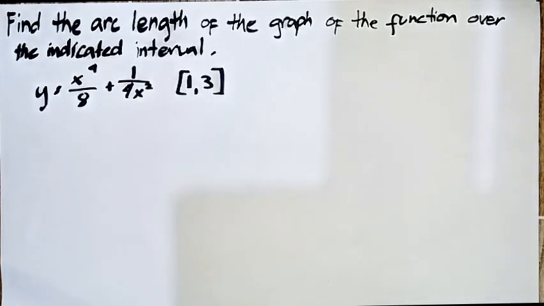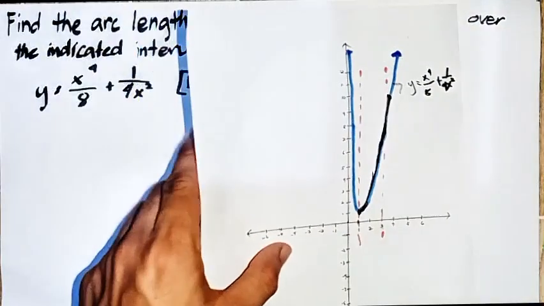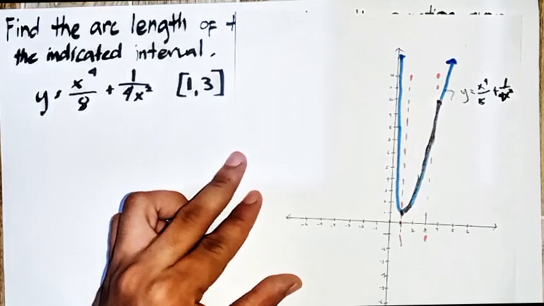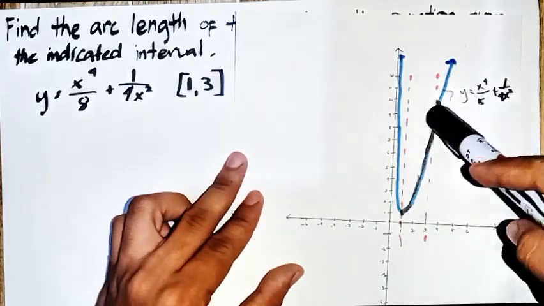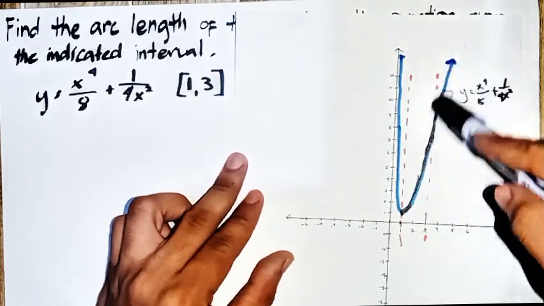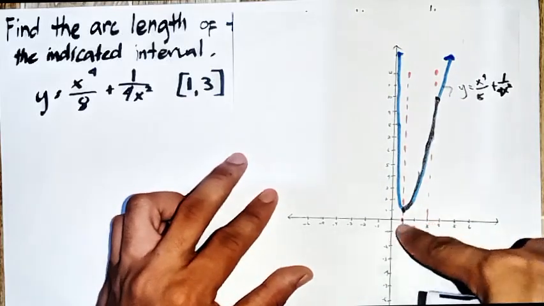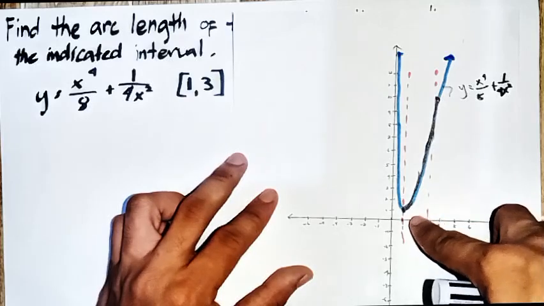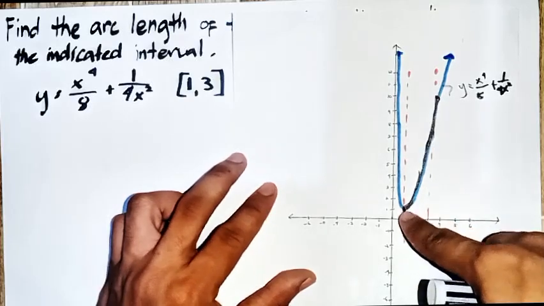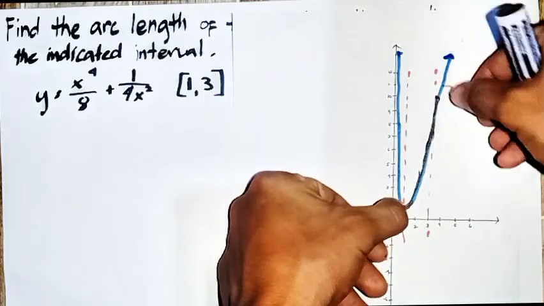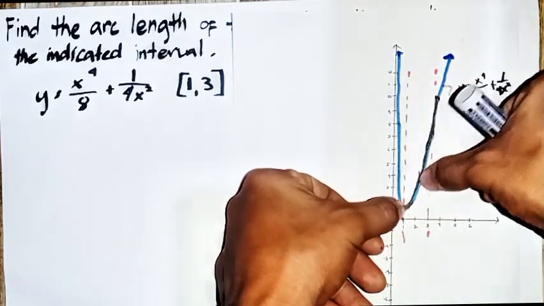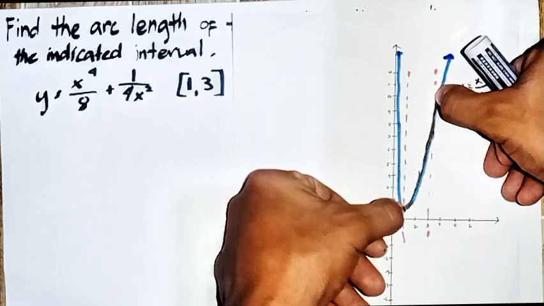Now, since our problem is all about arc length, we need first to graph this function. So I already sketched the graph of this function, and it looks like this. This blue is our y is equal to x to the fourth over 8 plus 1 over 4x squared. This is our function. And our interval is 1 and 3. These red lines, 1 and 3. Now, we're going to find the length of the arc. So, from this 1 to this 3, the black color is the arc, and we need to find the length of that arc.